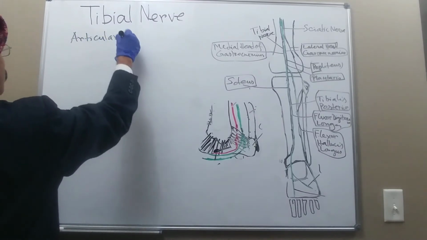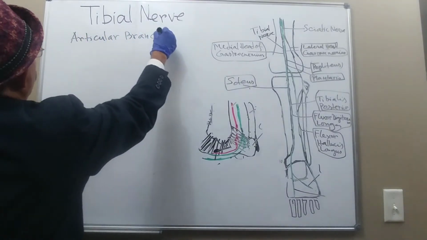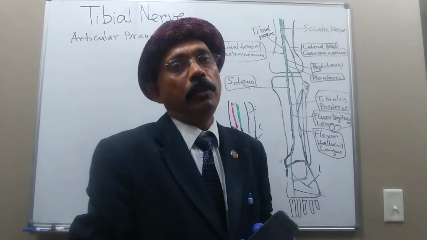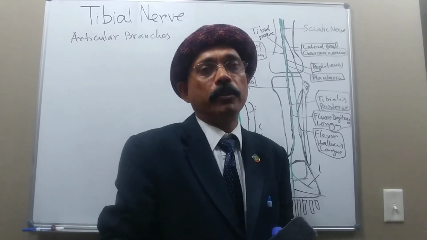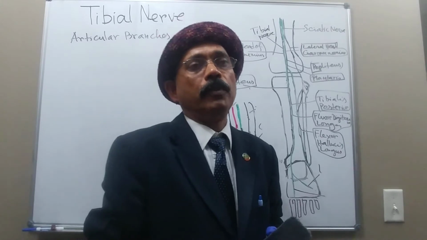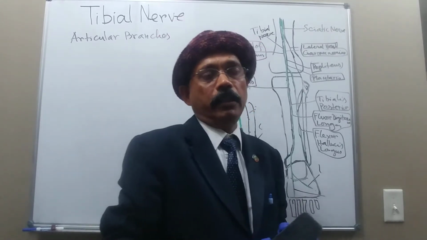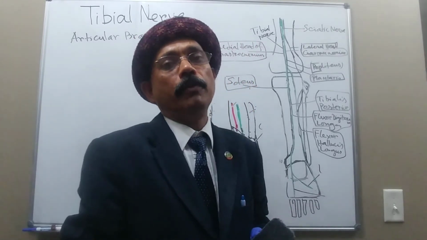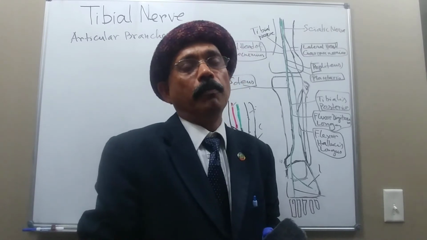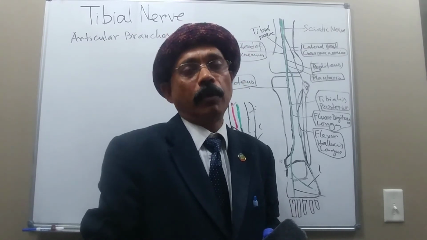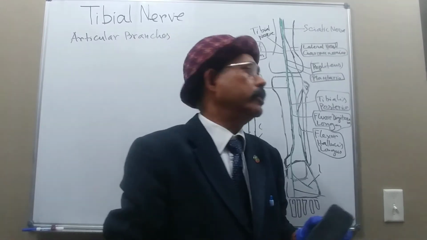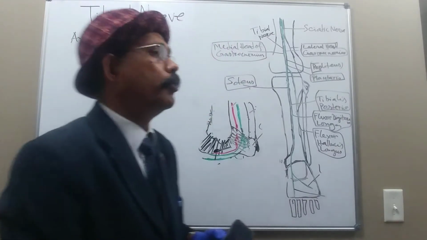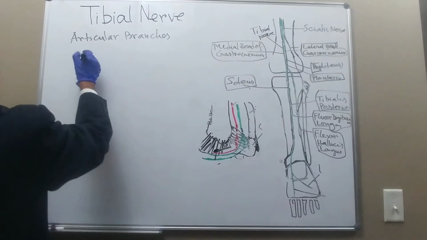Articular branches. This nerve passes over the knee joint. It is in close proximity to the tibiofibular joint, ankle joint. So all the joints get innervation from the tibial nerve. According to Hilton's law, when a muscle crosses a joint, the nerve supplying the muscle should supply the joint and the skin over it.